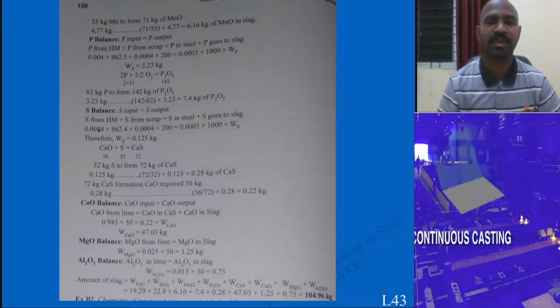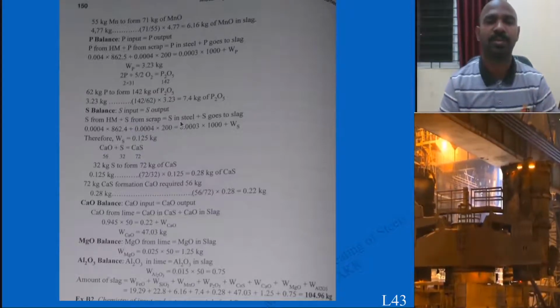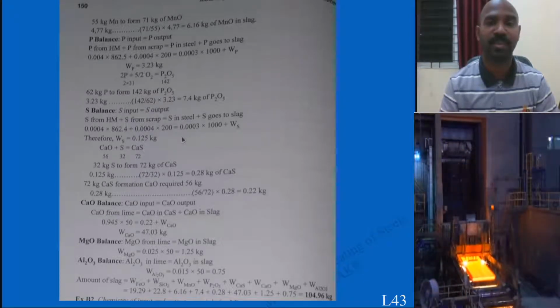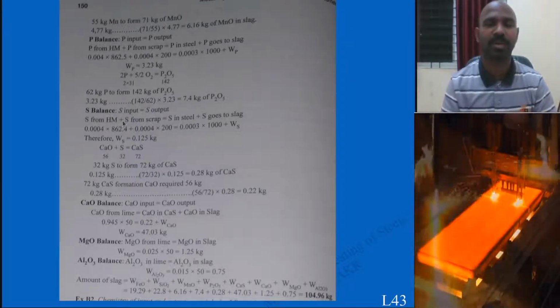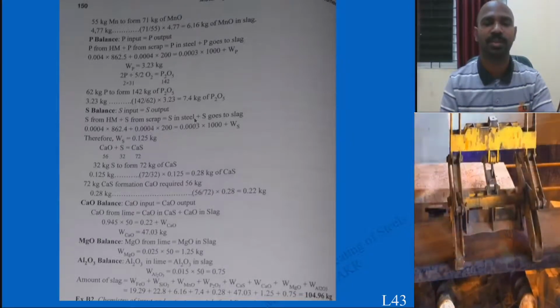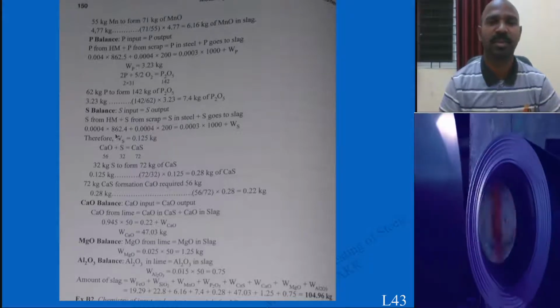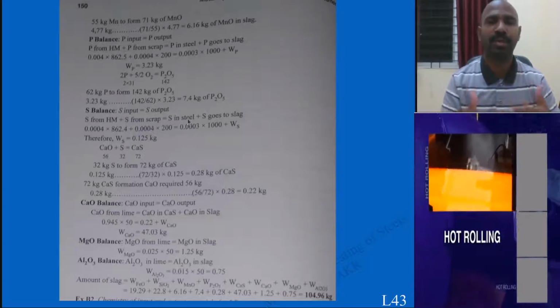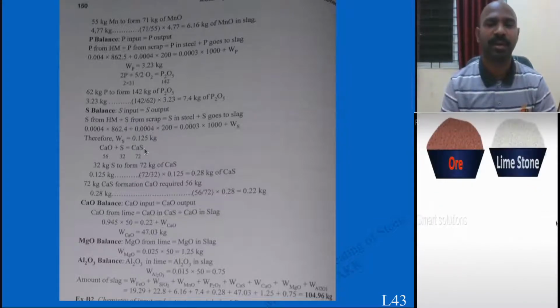And sulfur balance: sulfur from hot metal, sulfur is there in the scrap, sulfur is going into the steel produced, sulfur is going into the slag. Sulfur fraction in the hot metal weight, similarly scrap, steel produced, weight of the sulfur, and finally you will be getting this particular thing. But how sulfur goes into the slag is in the form of CaS. That point you need to remember.